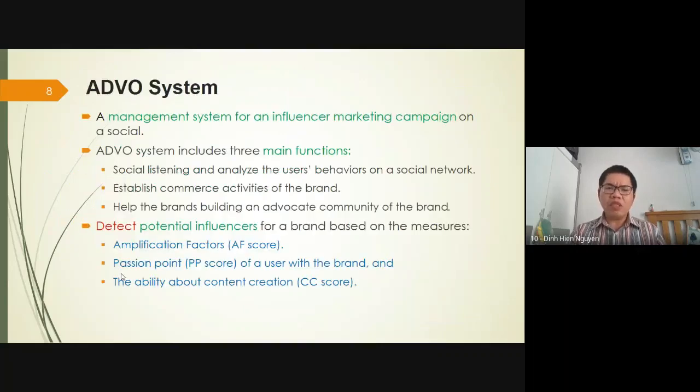Now the workings of the ADVO system. Here we will present the ADVO system, a management system for influencer marketing campaigns on social networks. The ADVO system includes three main functions. It can listen to social media and analyze user behavior on social networks. It can establish the community activities of the brand. And it can help the brand build an advocate community. It can also detect potential influencers through three measures: amplification factor, person boy, and content creation score.